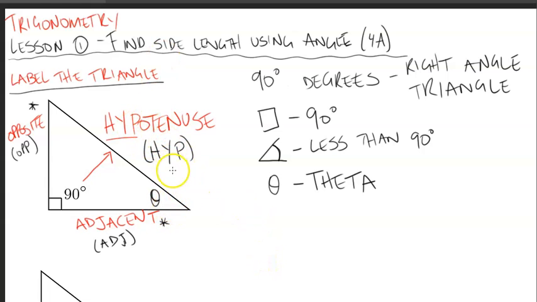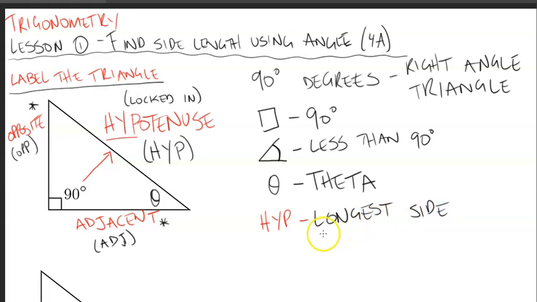However, the hypotenuse is always locked in. This hypotenuse is always locked in. This is its name. It's always going to have this name. And another key characteristic is that the hypotenuse, or the HYP for short, whenever we are given a right angle triangle, the hypotenuse will always be the longest side. It will always be the longest side. And there are proofs behind why this is the case, but it will always be the longest side.